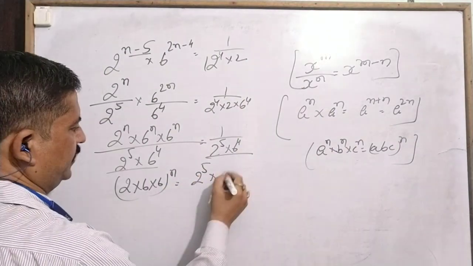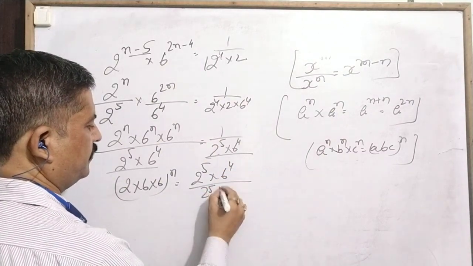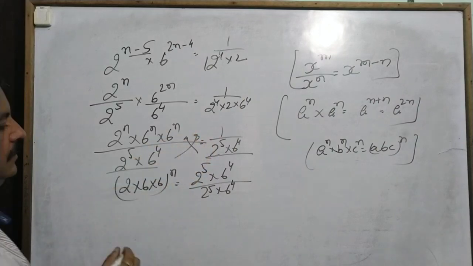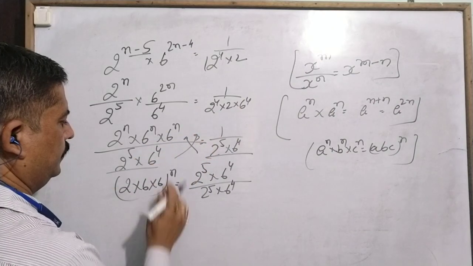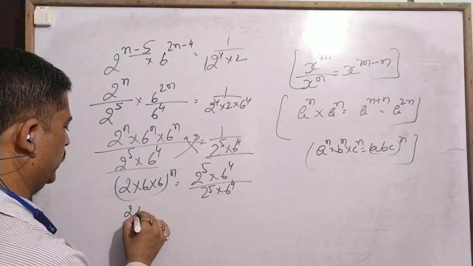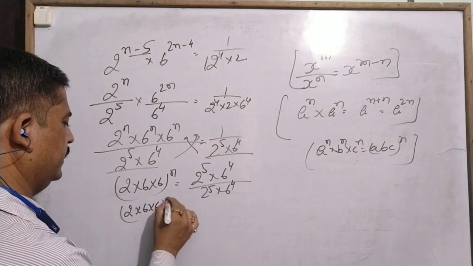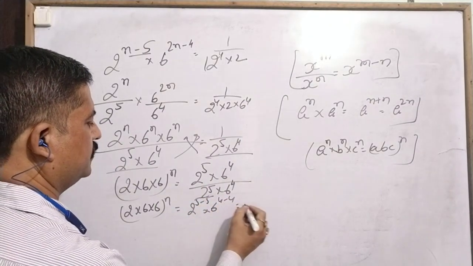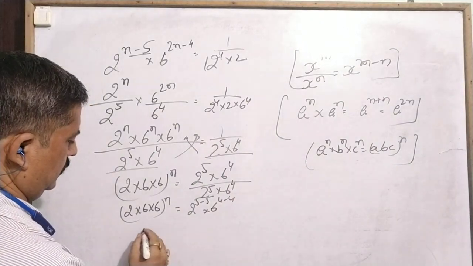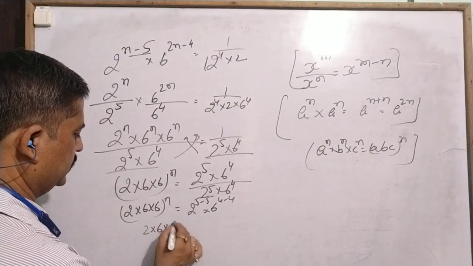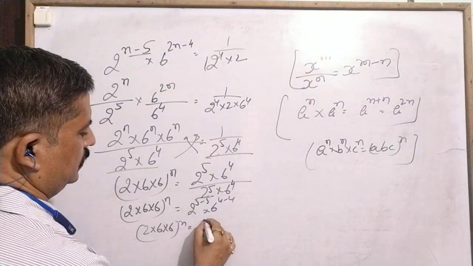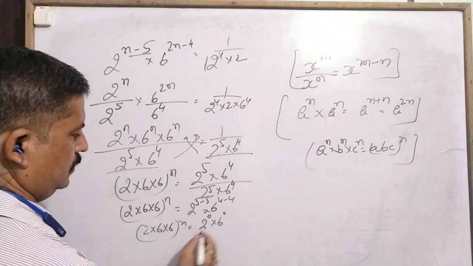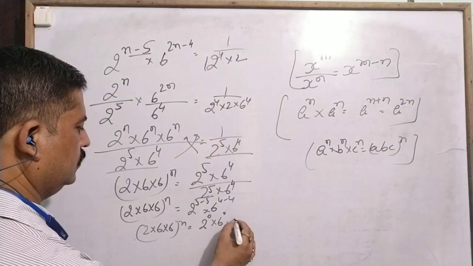2 power 5 into 6 power 4 divided by 2 power 5 into 6 power 4, by the cross product. There, (2 into 6) power n equals 2 power 5 minus 5, 6 power 4 minus 4. So (2 into 6) power n equals 2 power 0 and 6 power 0, which is equal to 1.